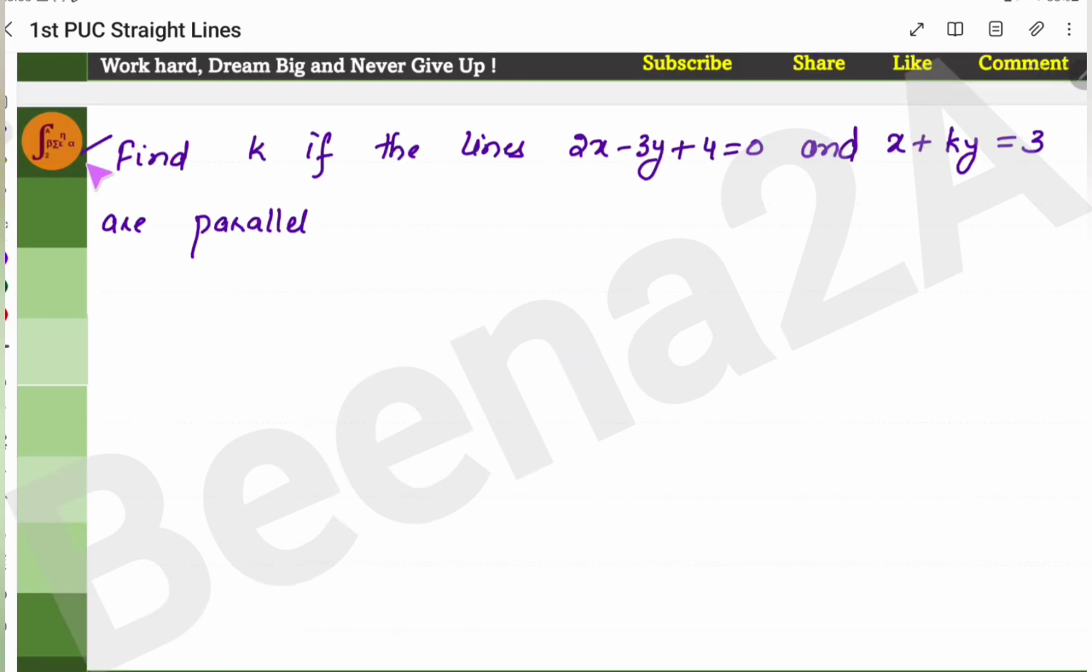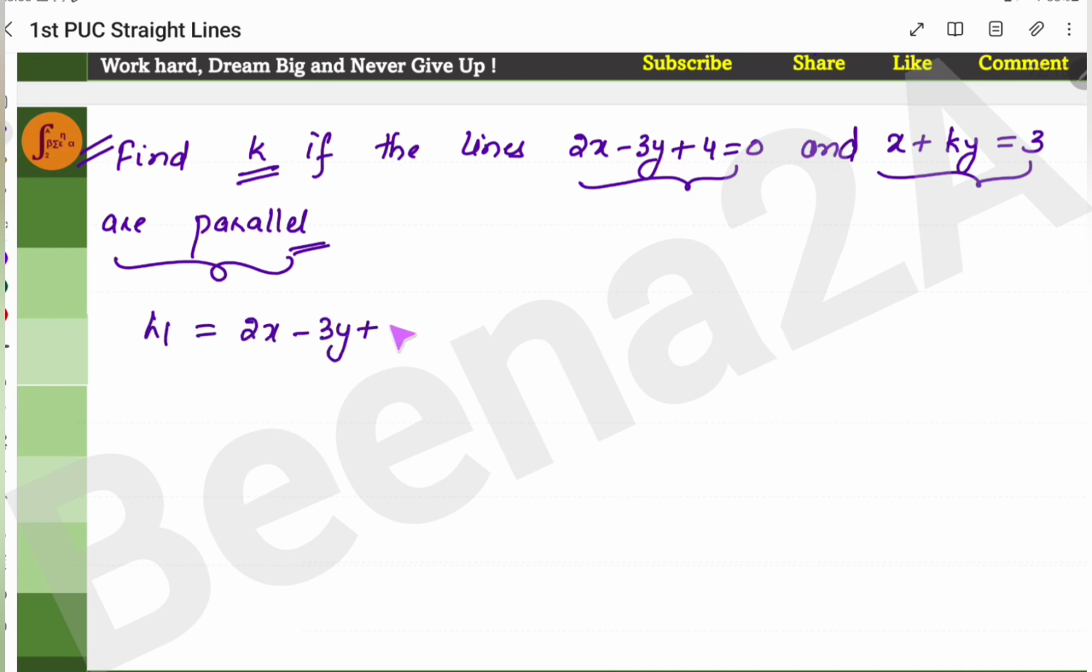Now similarly, we look at another example where two lines are given. They've told us it's parallel. You have to find k. So we'll take L1, which is 2x minus 3y plus 4 is equal to 0. Let's find slope M1, nothing but minus a by b. What is a? The number next to x, which is 2. And what is b? The number next to y, which is minus 3. So you'll get 2 by 3.